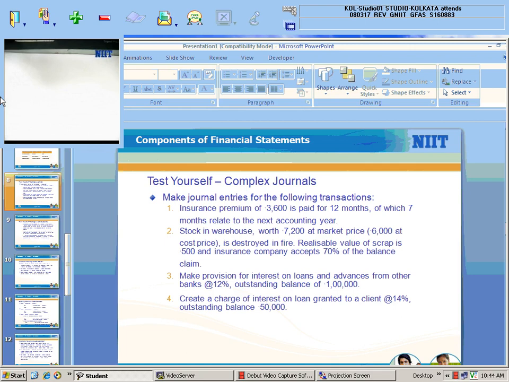One account is, of course, cash. It's a real account. So cash is involved. Which other accounts are involved? Cash has been paid towards insurance premium. One account, of course, is cash. Which other account or accounts are involved? One is insurance expense.